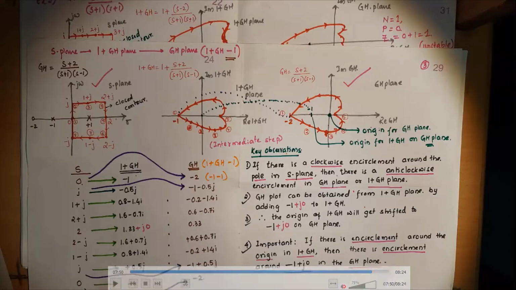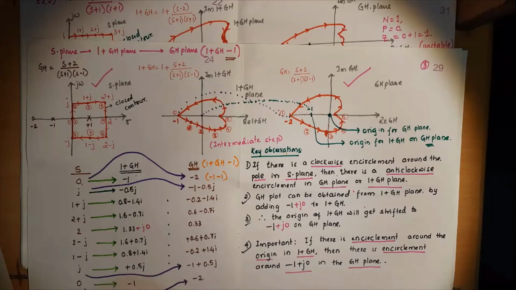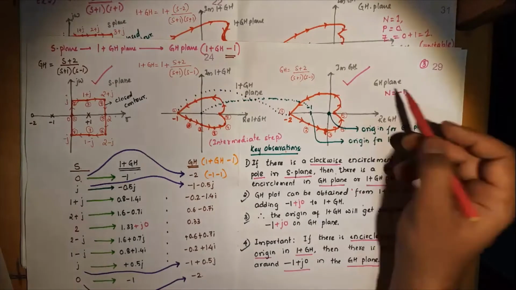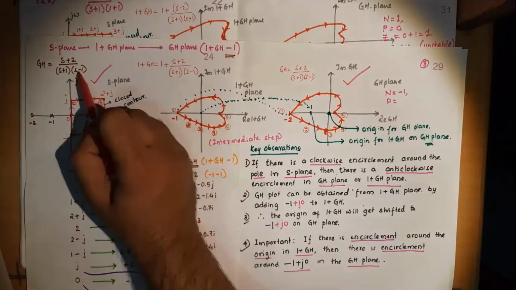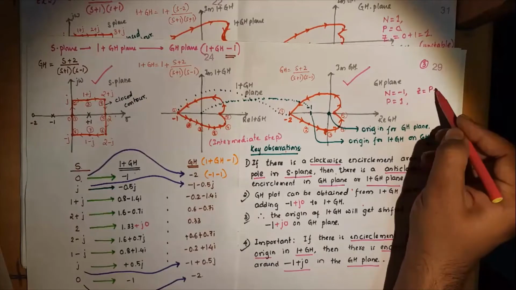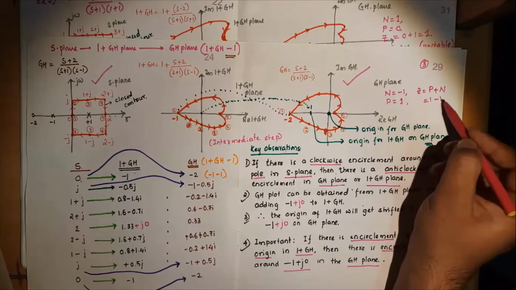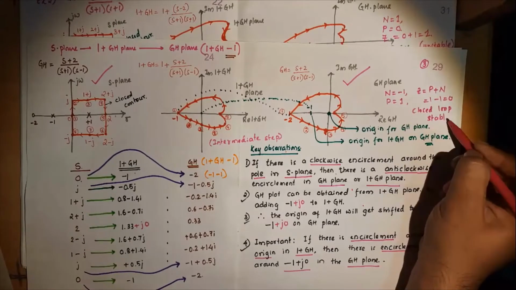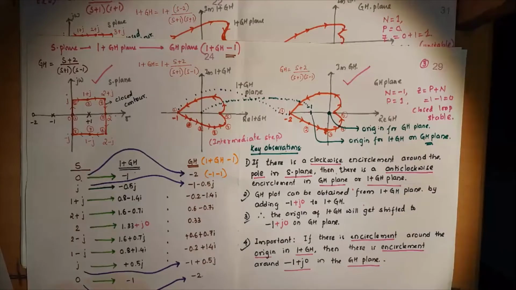And is it clockwise or anti-clockwise? Anti-clockwise. So what should be N? Minus 1. So substitute Z equal to P plus N now. What will you get? 0. So it means in the closed loop characteristic equation, there is no pole in the right half, according to Nyquist. Understood, Shrikar? Yes, sir. So 1 minus 1 is 0, which means the closed loop system is stable. We had got the same answer without doing Nyquist also.